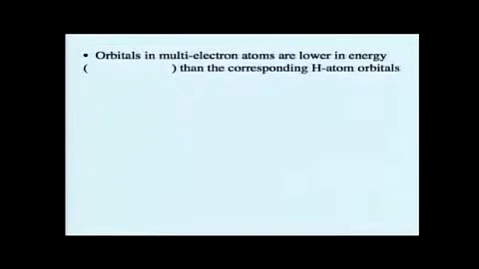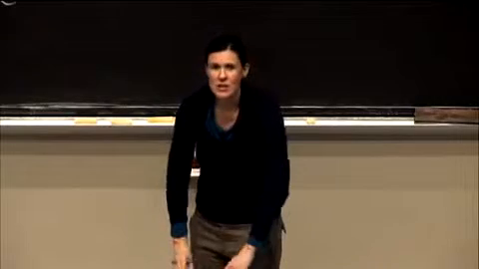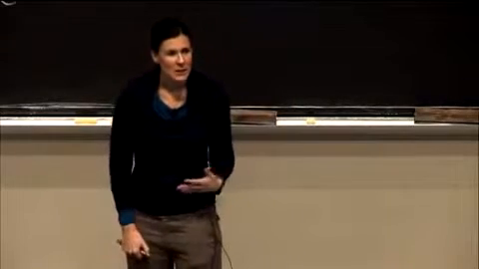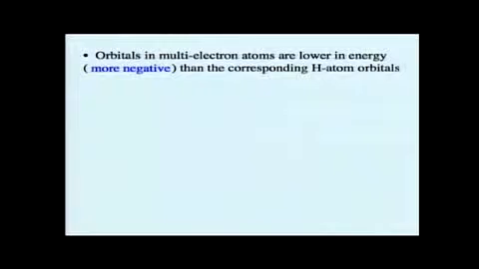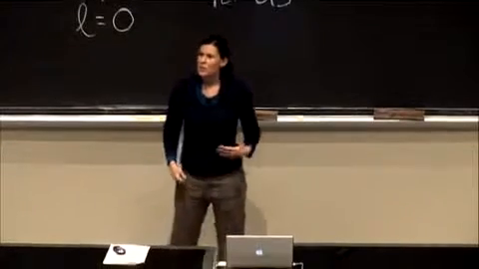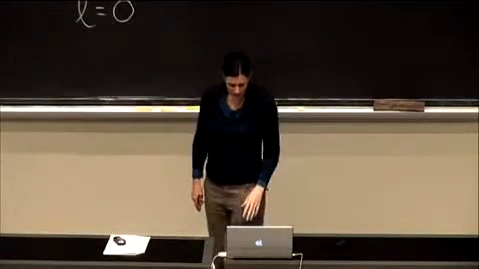And there, again, is another difference between multi-electron atoms and the hydrogen atoms. When we talk about orbitals in multi-electron atoms, they're actually lower in energy than the corresponding H-atom orbitals. And when we say lower in energy, of course, what we mean is more negative, right? Because when we think of an energy diagram, that lowest spot is going to have the lowest value of the binding energy, or the most negative value of binding.